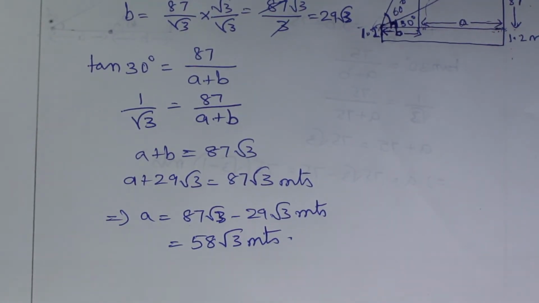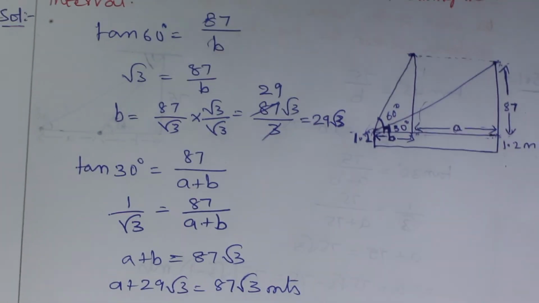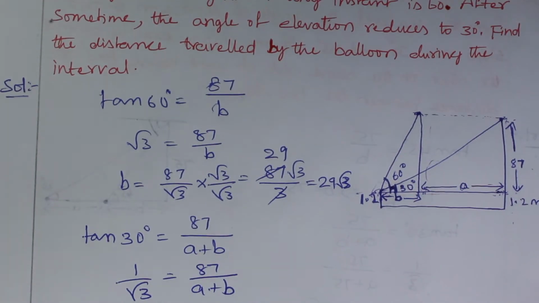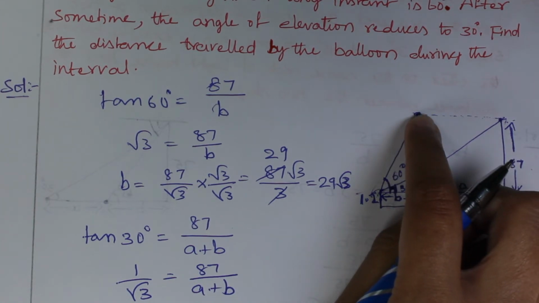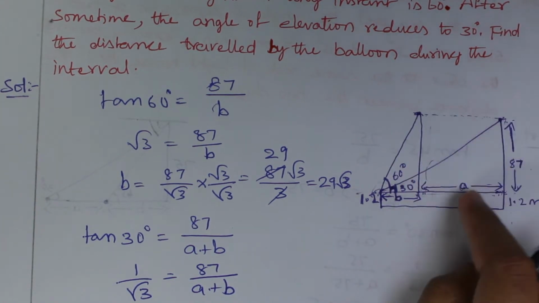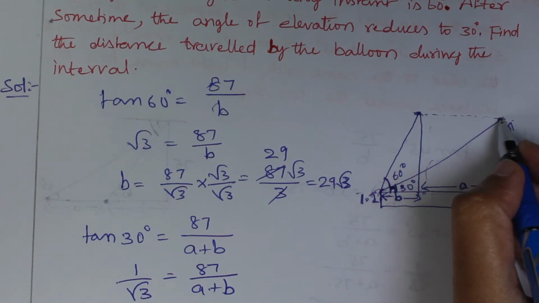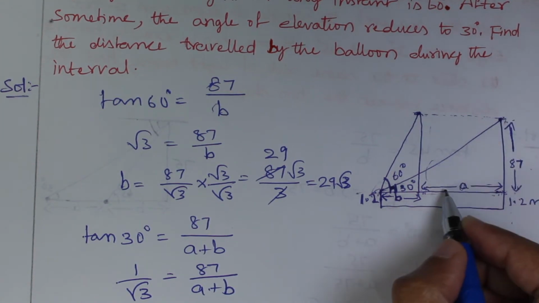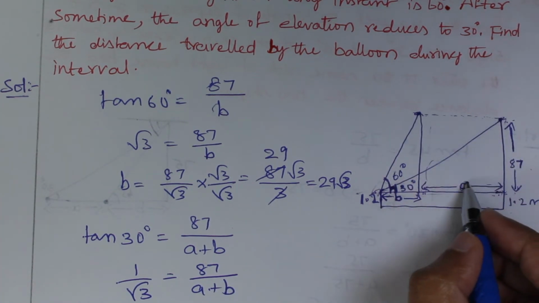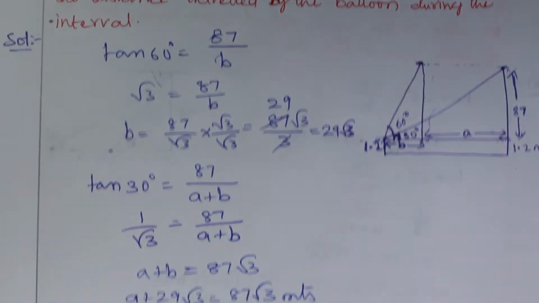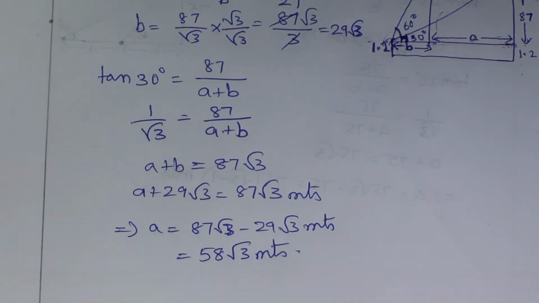Okay, so the distance traveled by the balloon is 58 root 3 meters. Hope this is clear for you. You have to understand this figure. Once you understand this figure, the calculations will be simple for you. So the balloon was here in this initial position and the balloon has traveled some distance A and now it is at this position. So we have to find out the distance between the initial position and the next position, that is A. So I got the A value as 58 root 3 meters. Hope this is clear for you.